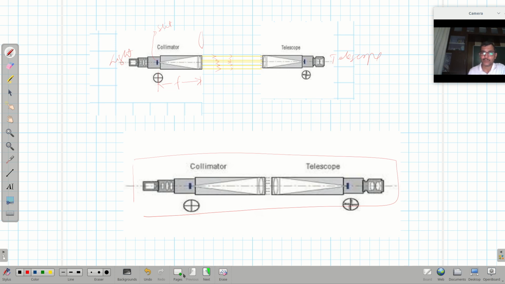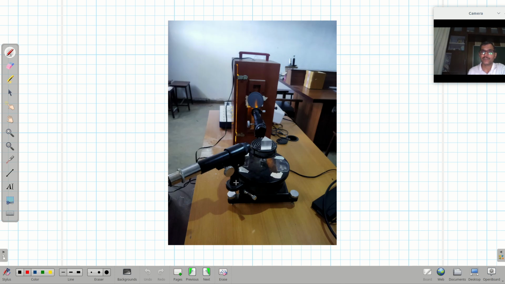So let me go to the next page. Yeah, so this is the diagram, and in this particular diagram, light is coming from here, and this is a collimator, this is a telescope, and here in the spectrometer there are two Vernier scales, one is here and one is here. When this telescope is rotated in this way, we can measure the angle. This is a prism, and this surface is opaque, and these two faces are basically refracting faces.